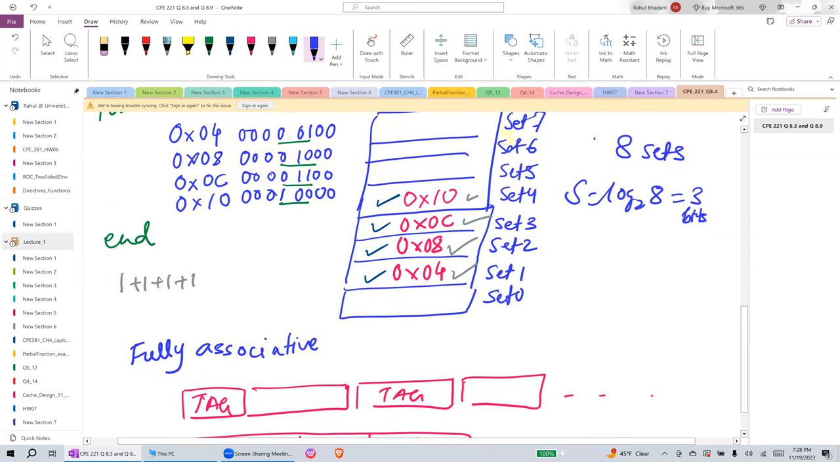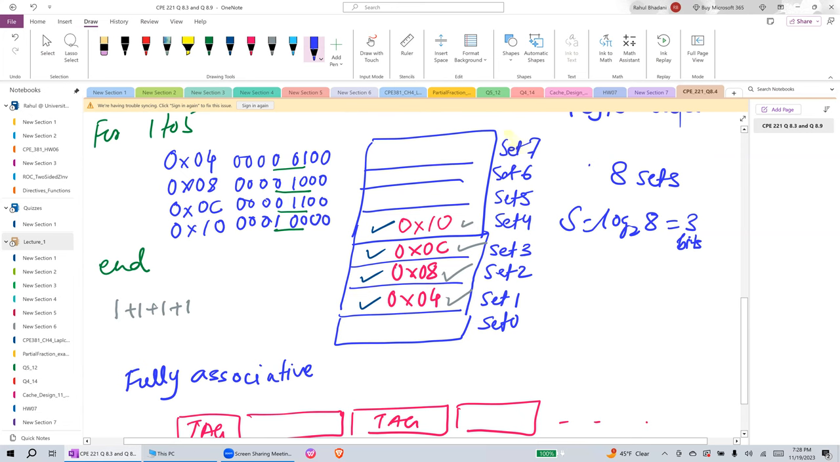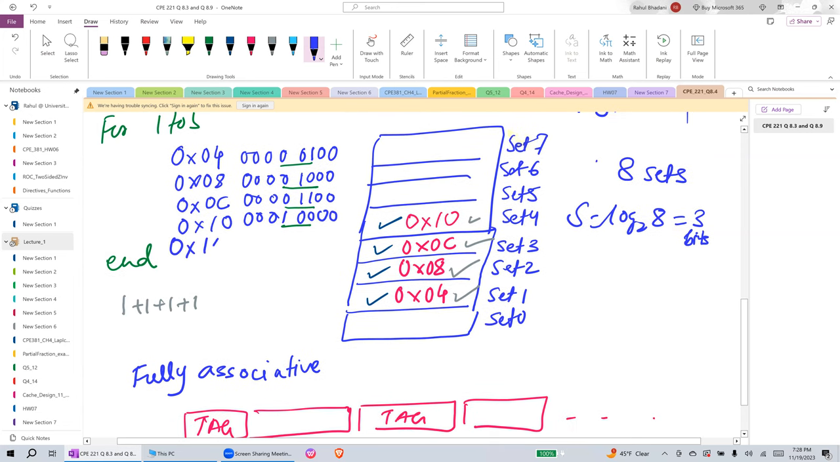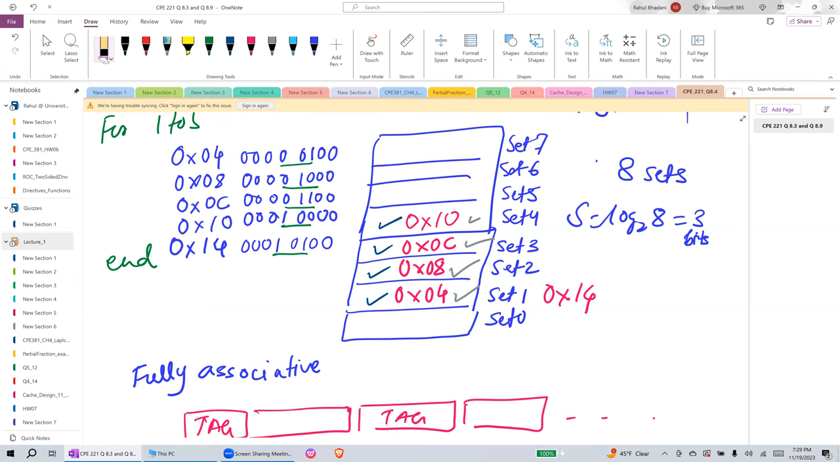But now let's go back to the earlier example in this case, where we have 0x14, okay? So in this case, we will have 001 and 0100, right? Again, we will have this 0x14, right? So if the first time in the direct mapped cache the processor asks for these addresses, let me delete this first so that I can redo it.